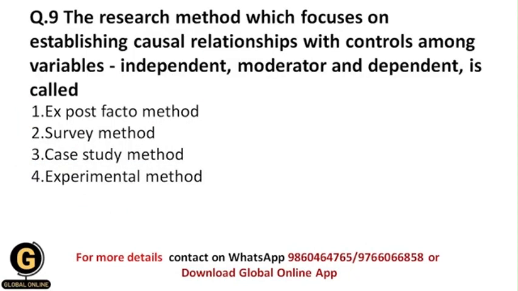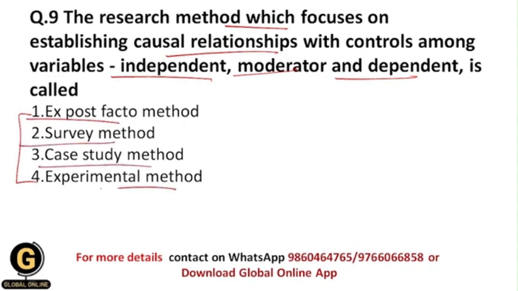Next: the research method which focuses on establishing causal relationships with controls among variables, independent, moderator, and dependent, is called. So among these research methods, which is the research method which focuses upon establishing the causal relationships between the variables, and as well here we are going to have controls among the variables like independent variable, moderator variable, or dependent variable? Ex post facto method, survey method, case study method, experimental method.